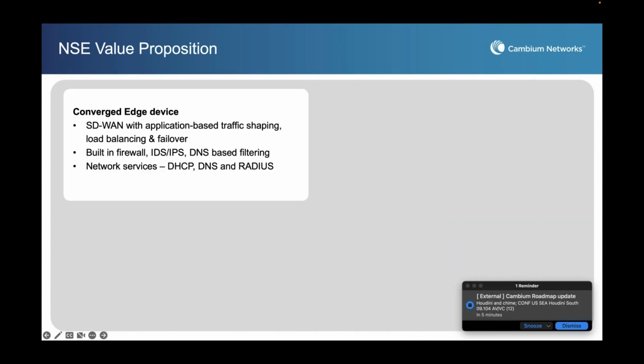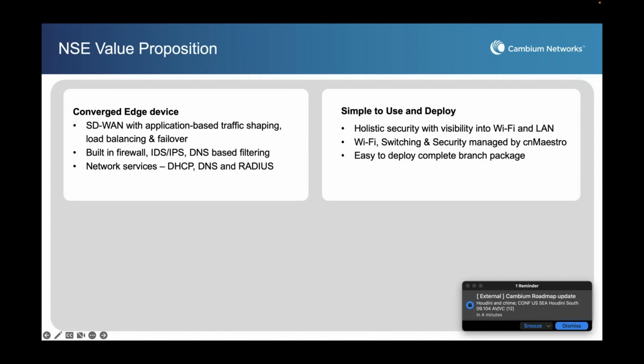What is the value proposition? Just to round this up, the first thing is obviously it's a converged edge device, right? So it's got SD-WAN capabilities with application-based traffic shaping, built-in firewall. We talked about IDS, IPS, the Snort, and community signatures that you get every 12, 24 hours. We do DNS-based filtering, and this is unlike SSL inspection. There are obviously lots of issues with SSL inspection, with browsers becoming smarter, so we have decided to just do DNS-based filtering. And then we talked about the network services, DHCP, DNS, and radius, right? So that's one value proposition.